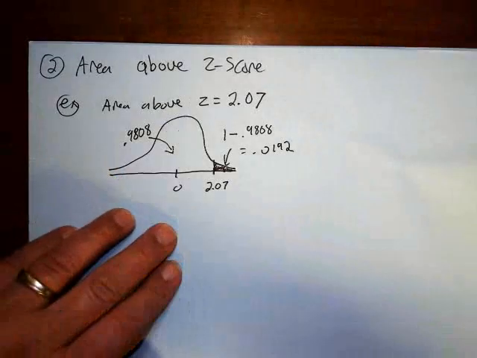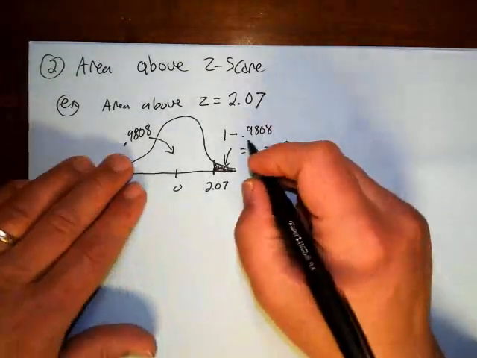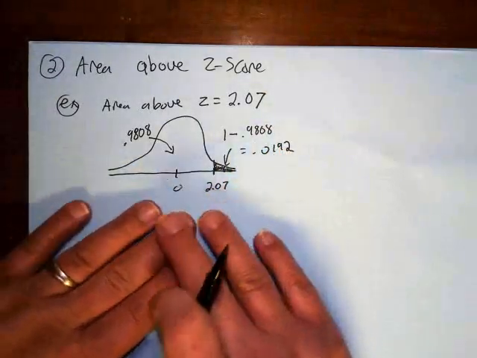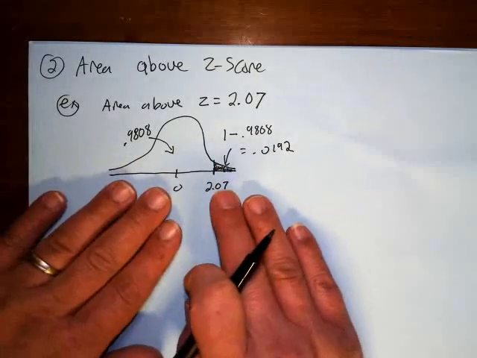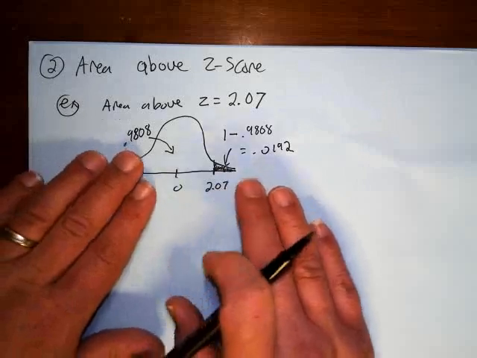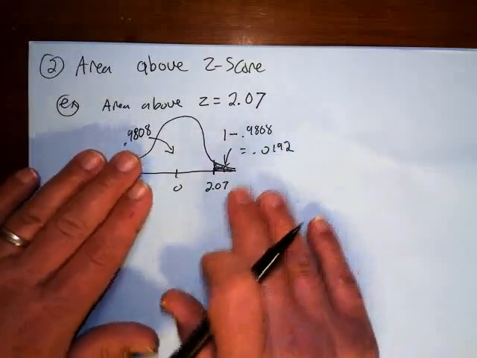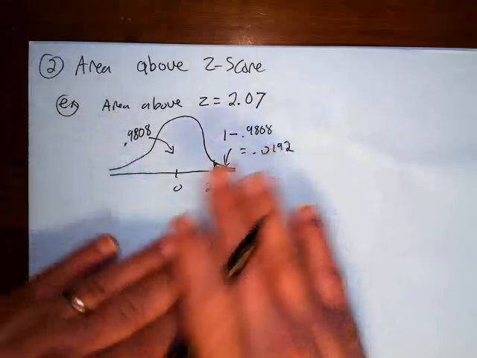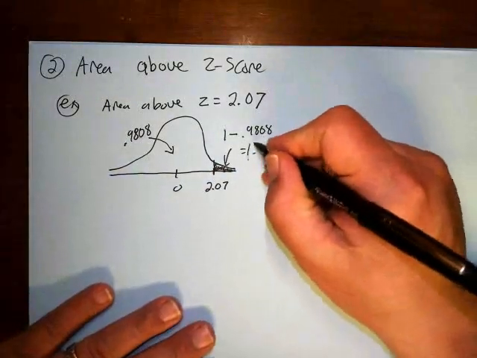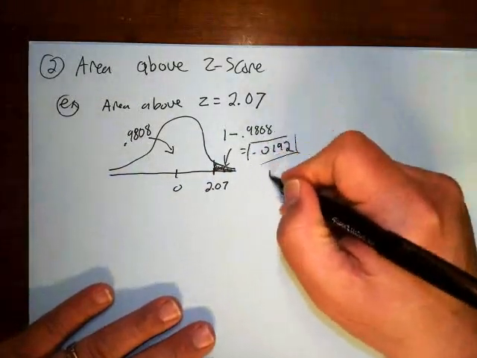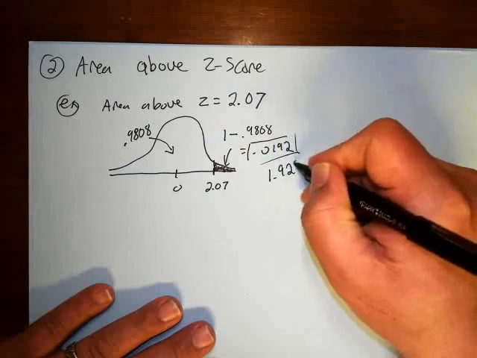Okay. So this is the same idea as when you use the complement rule in probability. These two are like complementary events. If you know one, you can find the other by subtracting from one. It's very, very similar to that. And so we get 1.92%.